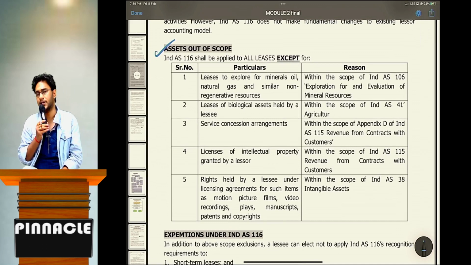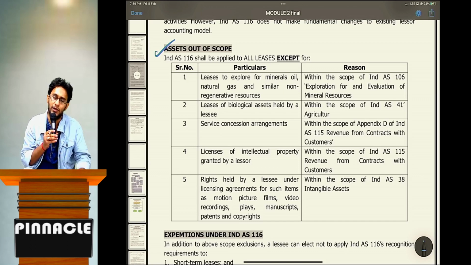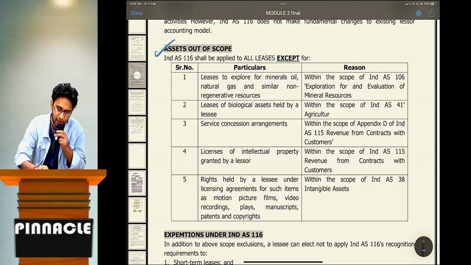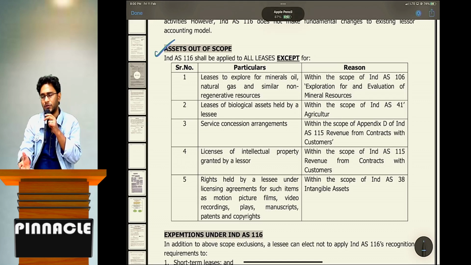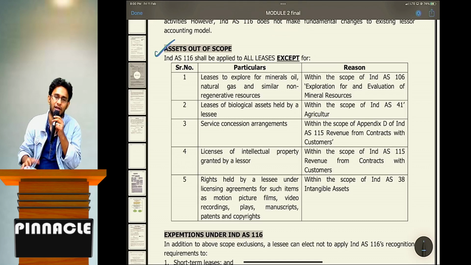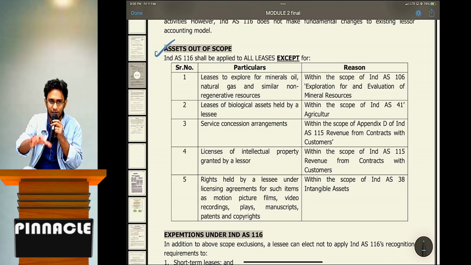In the following cases, there might be lease transactions, or they might sound like lease transactions, but they are not covered under the standard. The first one is leases to explore minerals, oils, natural gas and similar non-regenerative resources. Suppose, sir, oil is there in some area and our research has shown it, but the land does not belong to me. So what I do, I'll go to the land owner, I'll pay him money, but that person won't sell. If he sells, it's fine.